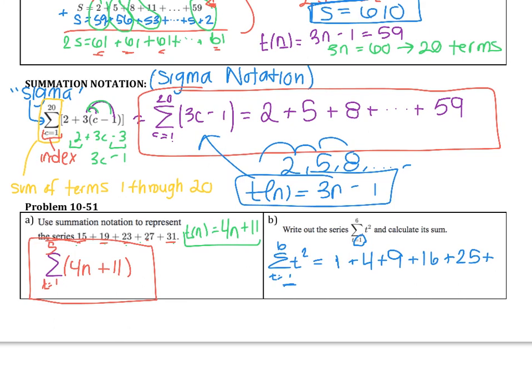So all we've done is taken this shorthand notation for a series and expanded it so we can actually see what the series is. And then to calculate the sum, we would just add all of those together. So 1 plus 4 plus 9 plus 16 plus 25 plus 36. You can use your calculator, or just trust me, those add up to 91.